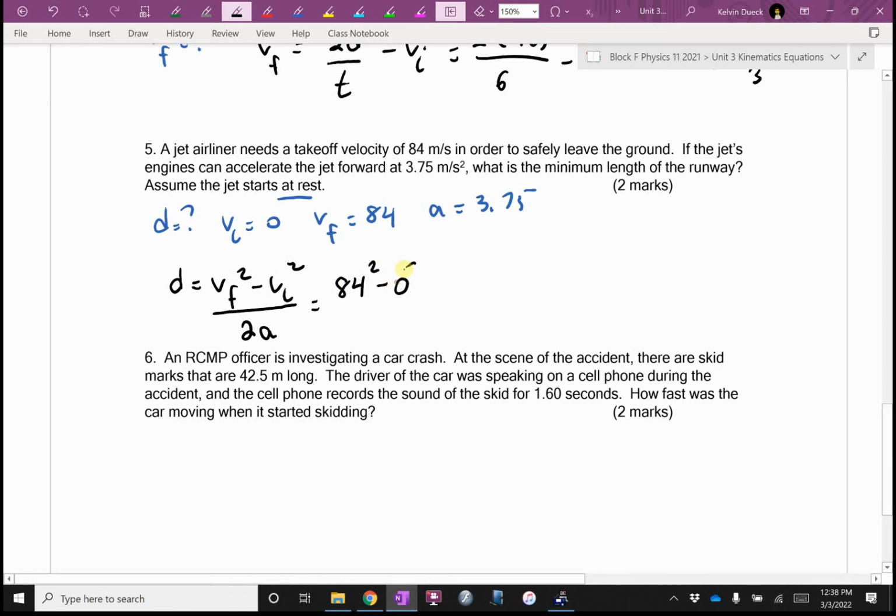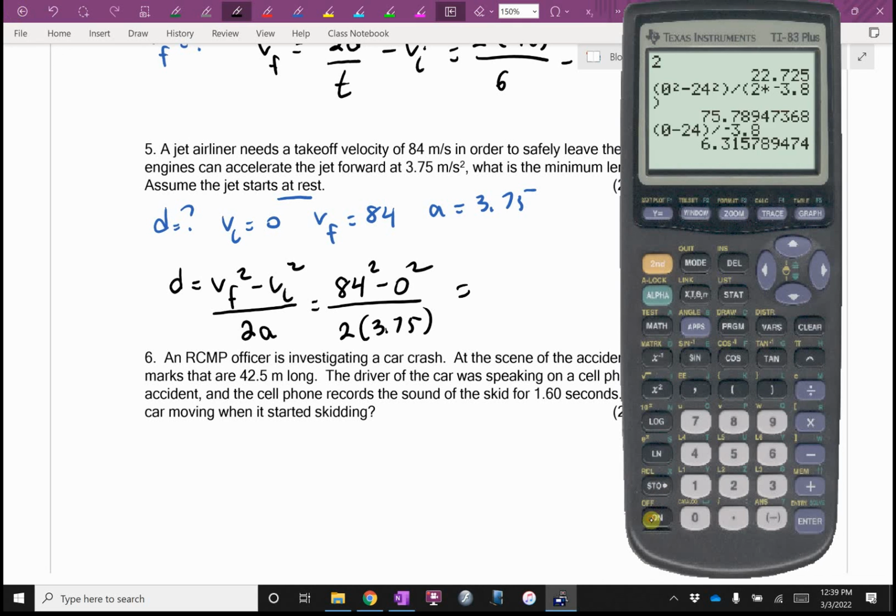84 squared minus 0 squared all over 2 times 3.75. To me, runways are usually in the high hundreds or low thousands long. So I'm going to already guess you got something in the 800, 900, 1,000, 1,100 range, because that's how long a runway would be at minimum length. 84 squared, and because I told you I try and make up numbers that are legit. Oh yeah, 941 meters.